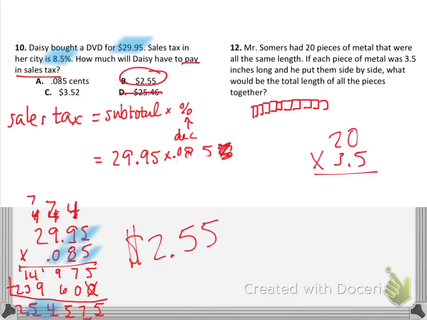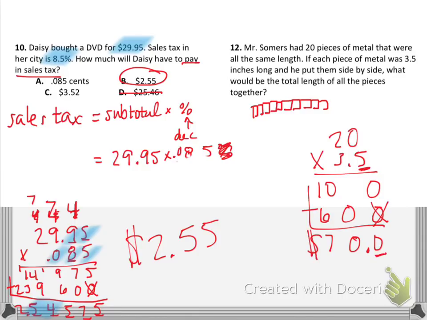Again, we don't have to line up our decimal. 5 times 0 is 0. 5 times 2 is 10. Don't forget this placeholder. 3 times 0 is 0. 3 times 2 is 6. We have one decimal in our problem, and so that's how many we have in our answer. So it's 70 inches is our answer.